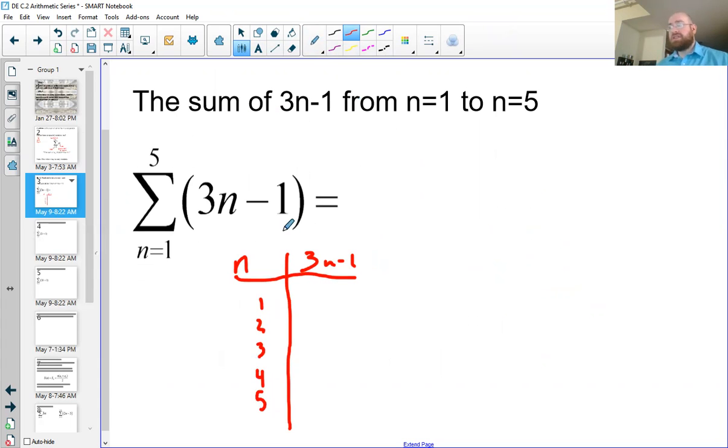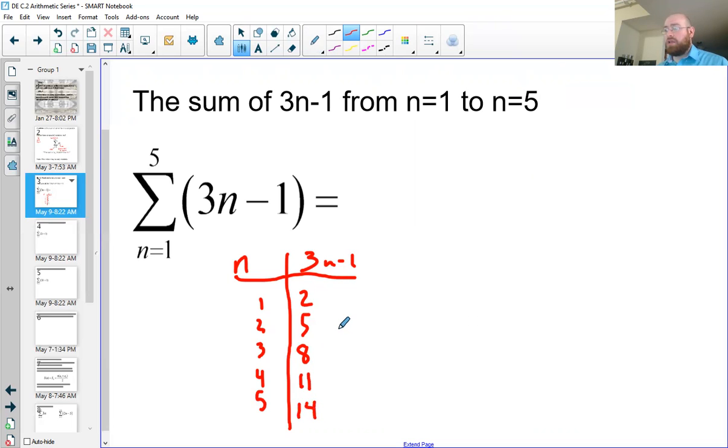Then we need to plug these in. We have 3 times 1, which is 3, minus 1, so that's 2. Then 3 times 2 is 6, minus 1 is 5. 3 times 3 is 9, minus 1 is 8. 4 times 3 is 12, minus 1 is 11. And 5 times 3 is 15, minus 1 is 14.